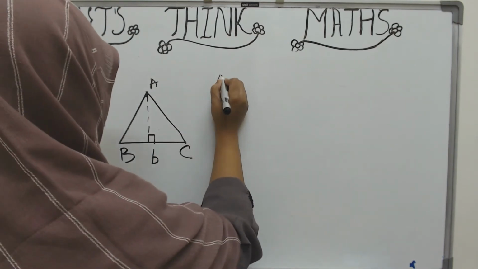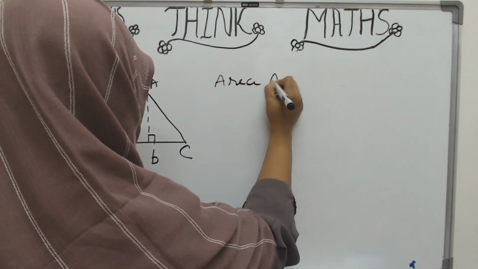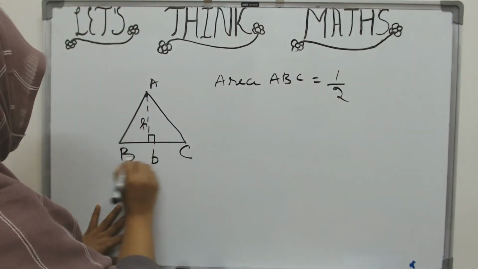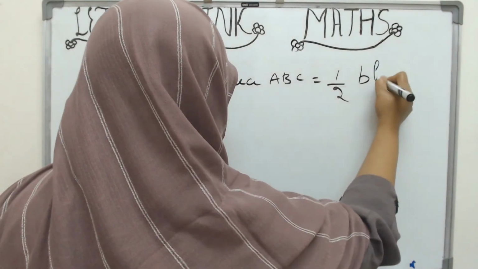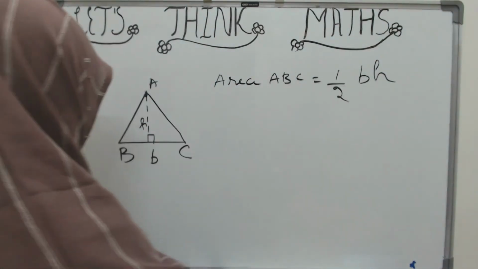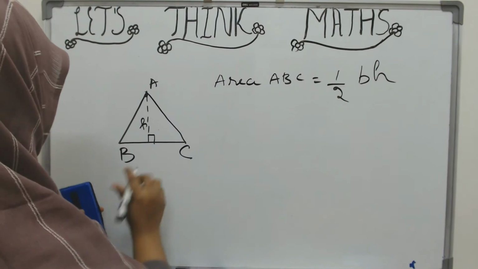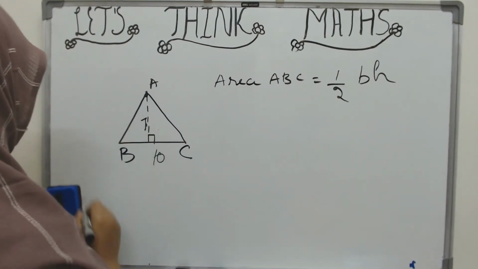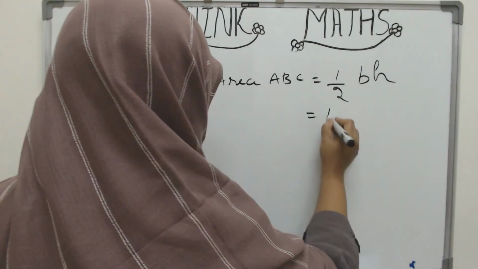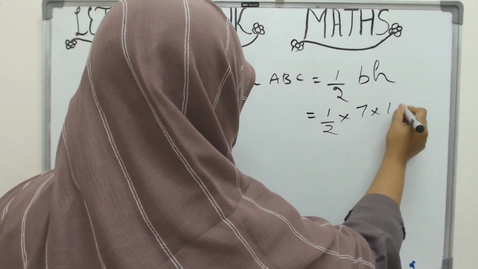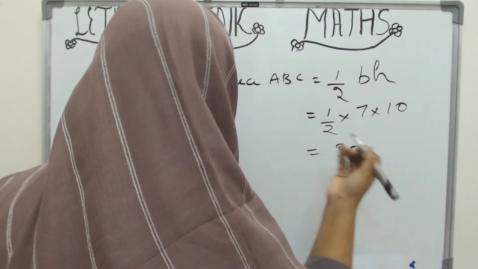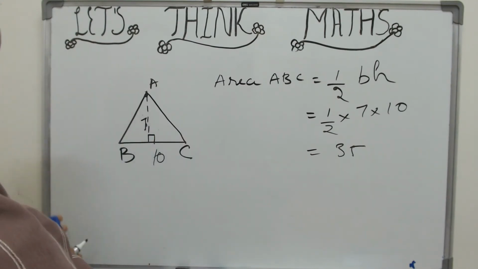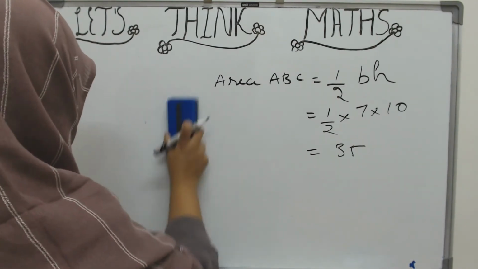So, what will be the area of ABC? If this is B and this is H, it will be half BH. Or in other words, if one side is say 10 and its corresponding length is say 7, then the area will be half of 7 into 10, which is 35. Now, not all altitudes will be inside. Some will also come outside. I will show you how that looks like.